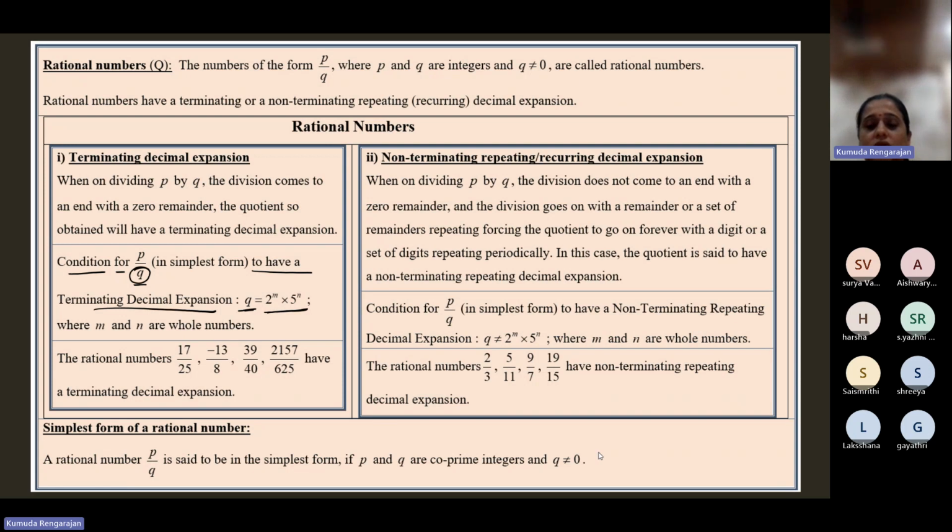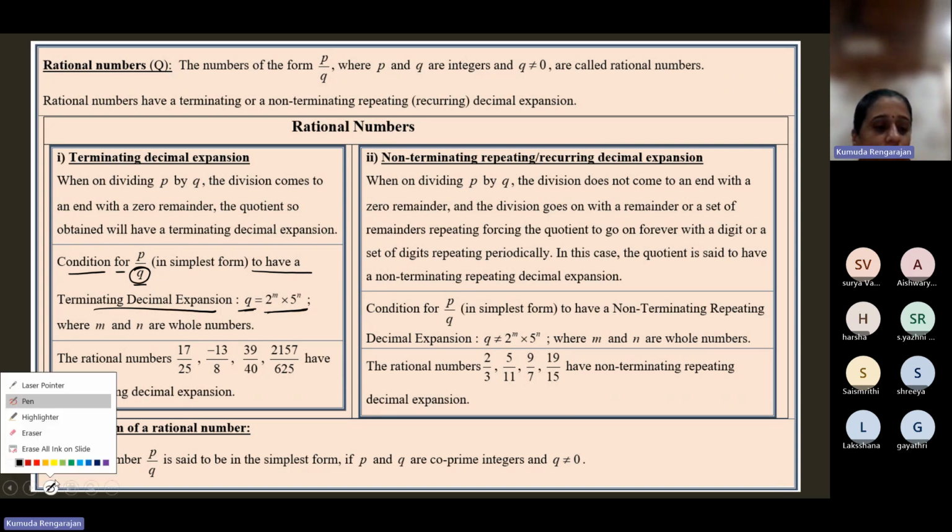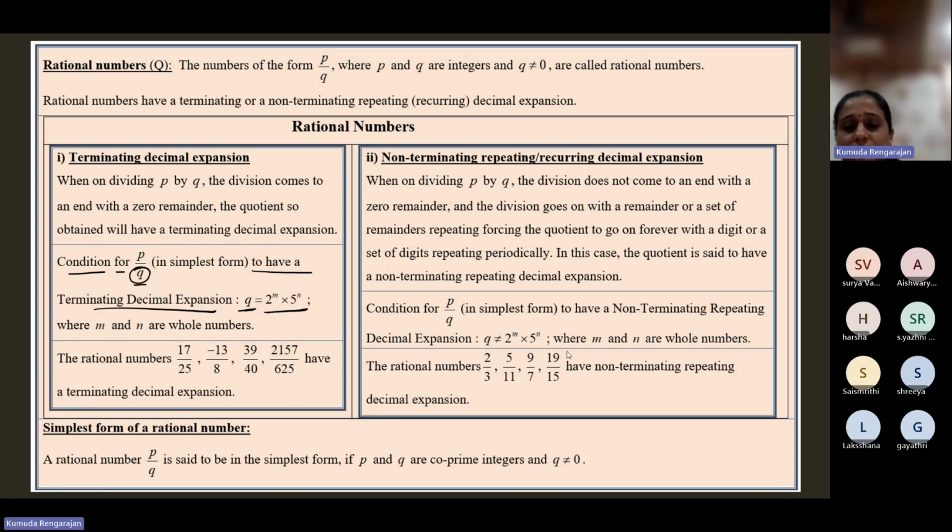And the condition for the rational number to have a non-terminating repeating decimal expansion is that you will not be able to express q in this form. Meaning the denominator q may not have the factors 2 or 5, or it may have 2 and 5 and some other prime along with them. In such cases, the rational number will have a non-terminating repeating decimal expansion.